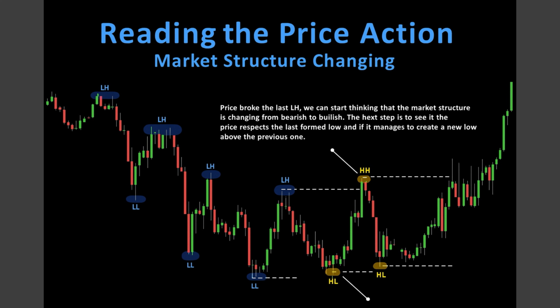Each time the market pulls back, it fails to break the previous high and instead continues lower, creating new lows in the process. This structure of consistently lower highs and lower lows defines a strong downtrend.